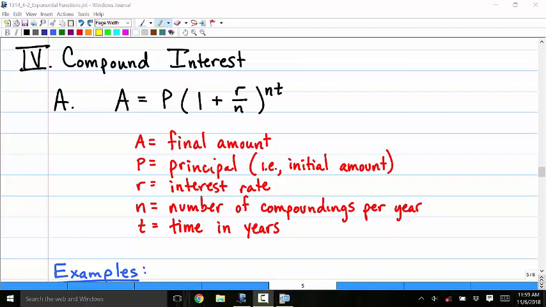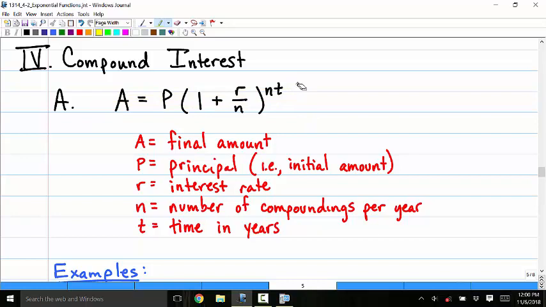So here we go. First example, the formula you need to have memorized or committed to memory. Hint, hint. Commit this formula to memory. A equals P parentheses 1 plus R over N to the NT power. A is going to be the final amount. P is going to be your principal or your initial amount. R is your interest rate.